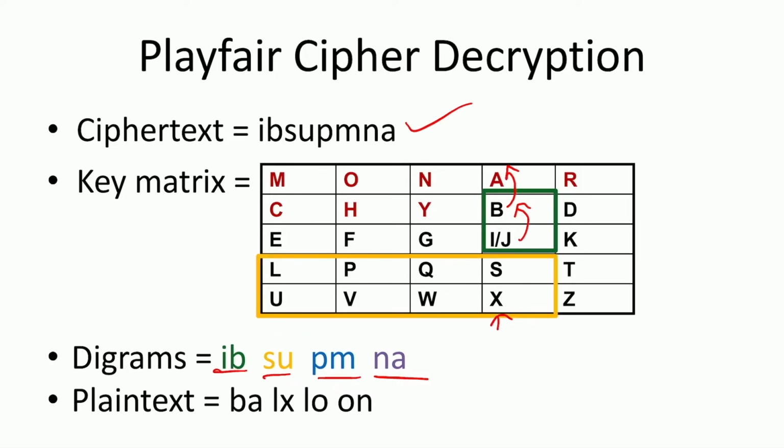For SU, we will apply the third rule and take the letters in opposite corners of this yellow rectangle, which are L and X. Similarly, for PM diagram, the third rule applies, so the plain text is L and O. And for NA, the letters are in the same row, so we will take the letter to the left of each letter. So N will become O and A will become N. So our plain text is BALXLOON. And so we will remove X, assuming that this is the filler.